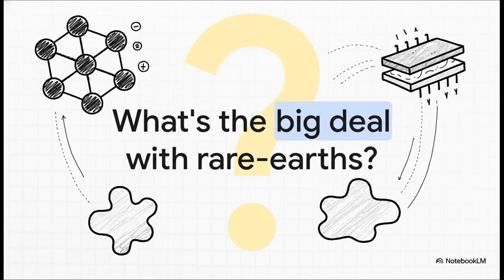And this really is the critical question, isn't it? I mean, we've got our silicon, we've got doping, we've got transistors. It seems like a pretty complete system. So why bother adding these exotic rare earth elements into the mix? What do they actually do that silicon can't on its own?